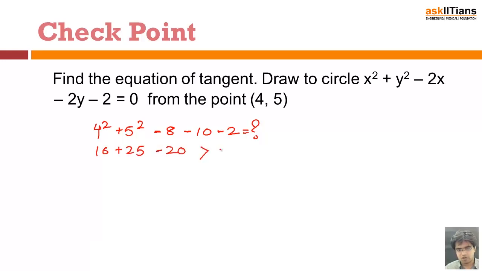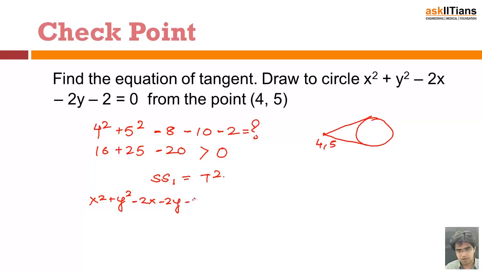That means this is obviously greater than 0. That means the point is lying outside. This point (4, 5) is lying outside. I can clearly write the equation of tangents as SS1 is equal to T square. What is S? x square plus y square minus 2x minus 2y minus 2. What is S1? Putting the point in the circle, it's this value. So it's 21.